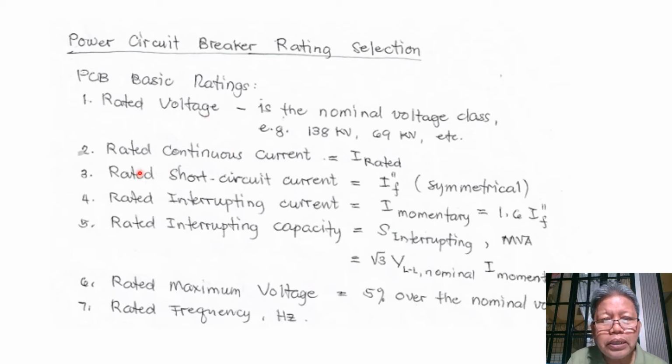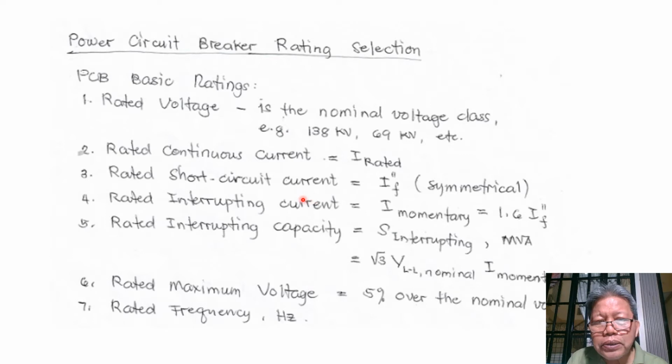Now, the second is the rated continuous current. This is equal to the I rated of the PCB, meaning it is the current that it continuously carries 24/7. So that is its rated current. In other words, the circuit breaker will be able to sustain this amount of current that will flow without interruption.